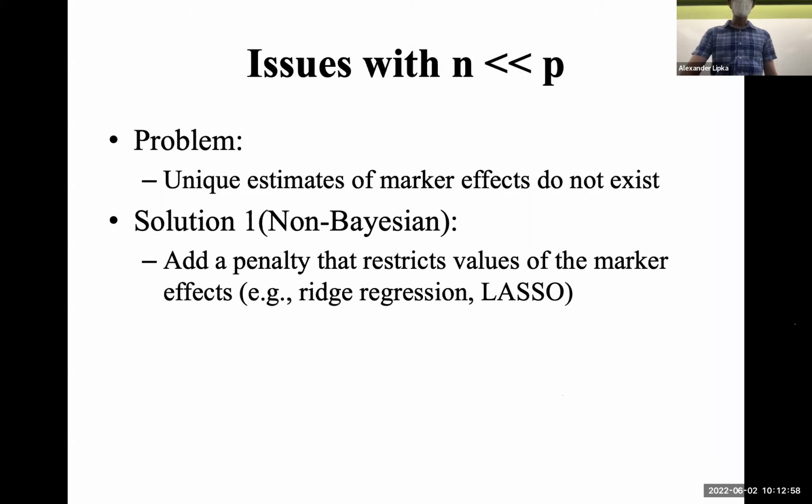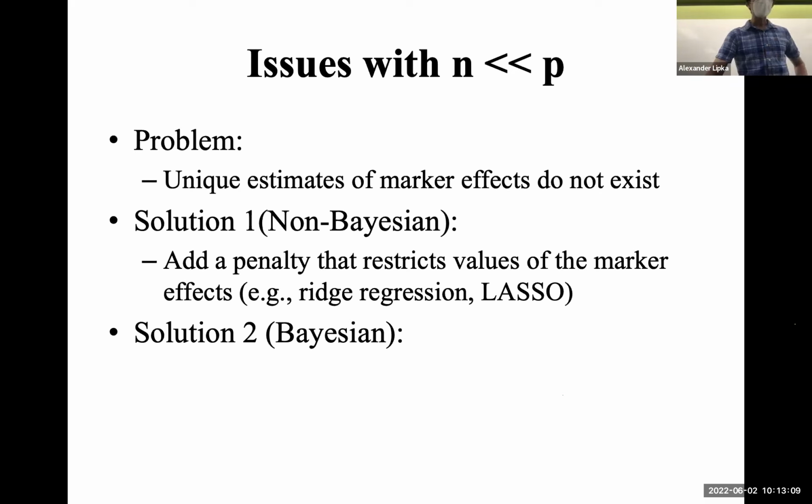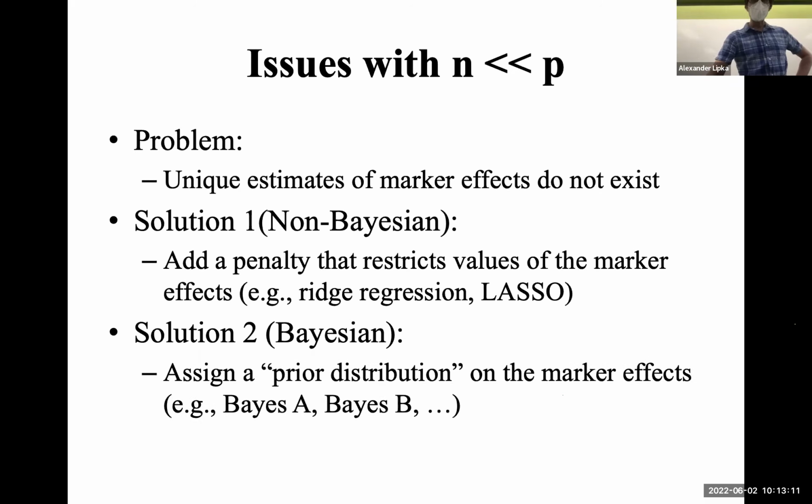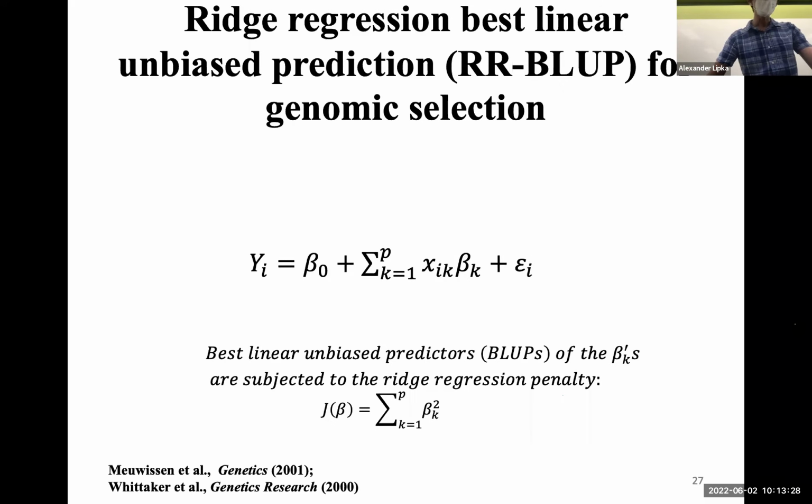So your first solution is to add a penalty that restricts the range of possible estimated values or predictions your markers can equal, okay? And then your second solution is the Bayesian approach, where you can assign a prior distribution on your marker effects, okay? This is a little bit more technical than I want the level of this workshop to be, but that's how we deal with the number of markers exceeding the sample size issue. Okay, so one of the most commonly used genomic selection models, which you've seen already, is the RR-BLUP model.